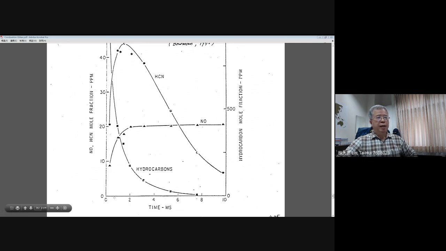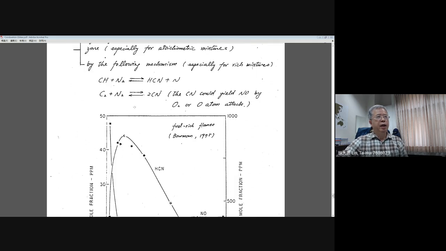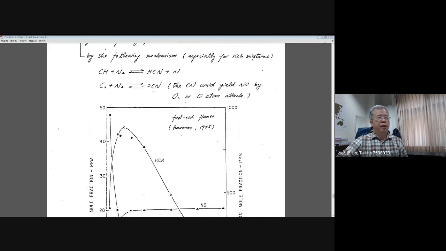Okay, but initially you can see the hydrocarbon drops very fast because in the flame regions, they have a preheating zone, and you will have a decomposition of your fuel to change the original hydrocarbon fuel to hydrocarbon radicals, including CH and C2. Okay, and later on, those CH and C2 radicals will react with nitrogen to produce the so-called HCN or CN, right?